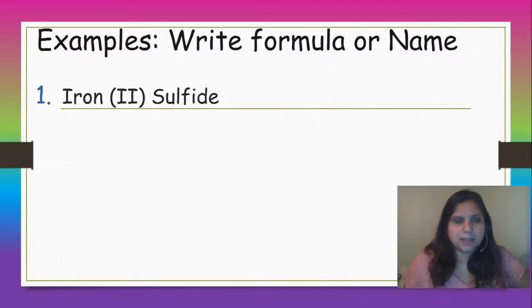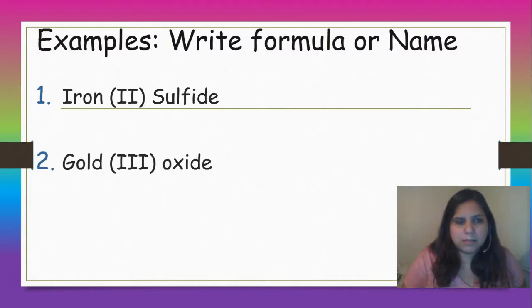So here is iron 2 sulfide. Remember that the 2 doesn't tell me how many irons. Careful that you don't think that. The 2 means that this is iron 2+. That's reacting with the sulfur. And gold 3 oxide. So remember, it's iron 2 and iron 2+.